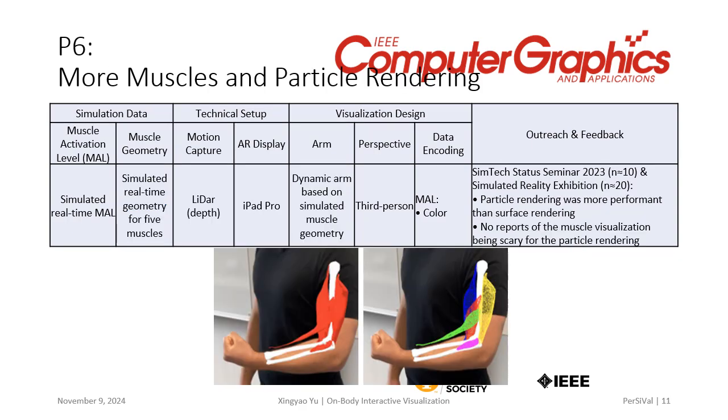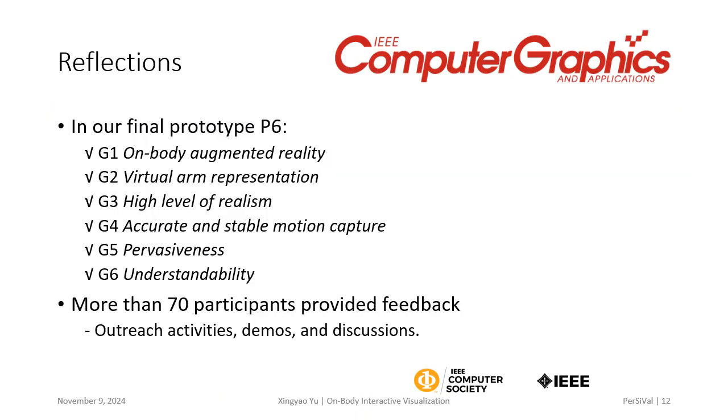For muscle models, we upgraded prototype 5 to prototype 6. In this prototype, we additionally offered a particle rendering style to reduce the amount of computation on the device and improve real-time performance. For the past 5 years, we collected feedback from over 70 participants in outreach activities, demos, and discussions, and we are going to reflect our lessons learned in terms of our design choices.